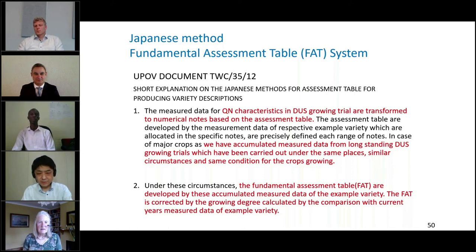So we have accumulated measured data from long-standing DUS growing trials, which have been carried out under the same place, similar circumstances, and the same conditions for the crop growing. Second one is under the circumstances, the fundamental assessment table, FAT, developed by the accumulated measured data of the example varieties. The FAT is corrected by growing degree calculated by a comparison with current year's measured data of example varieties.